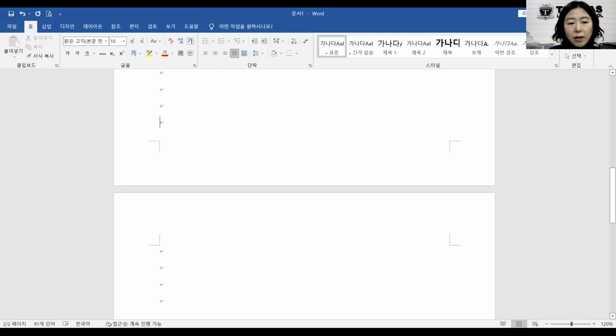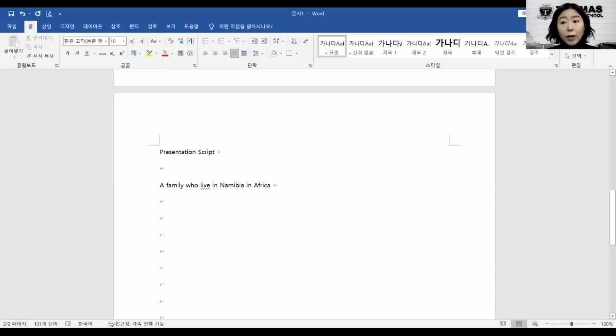some script. It is a kind of presentation script. Okay, it's about a family who live in Namibia in Africa. Okay, then we practice this script. Before you make your presentation, usually you need to write down your script. And with the corrected script, if you practice, then you will not be shivering. Okay, don't worry about it. Practice makes perfect. Okay, so before you start your presentation, you need to make some introduction part.